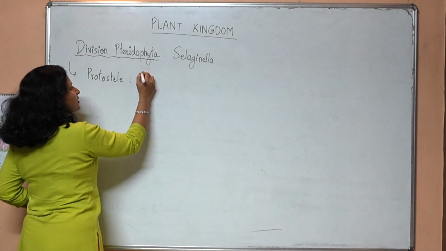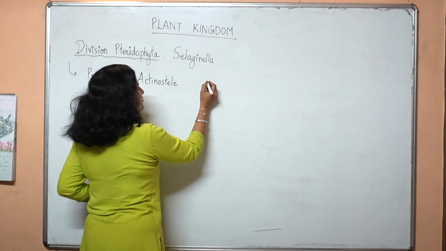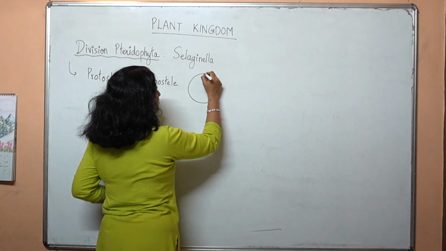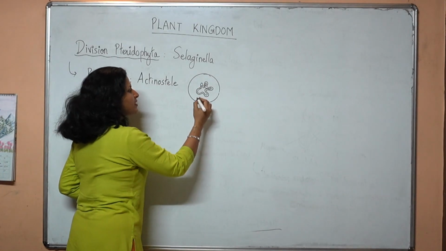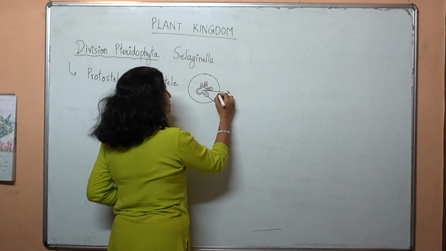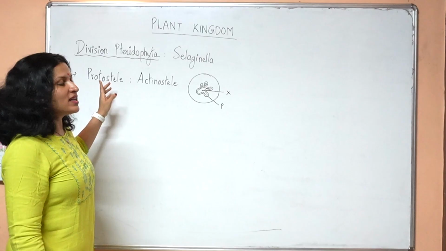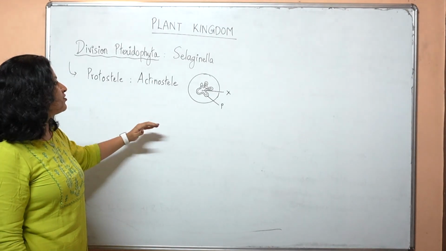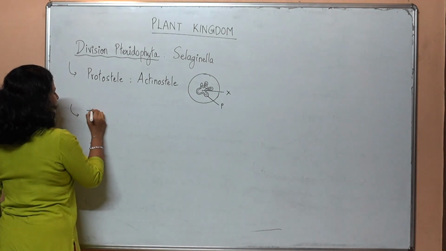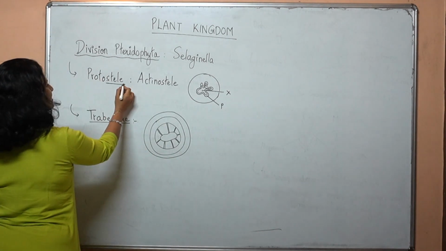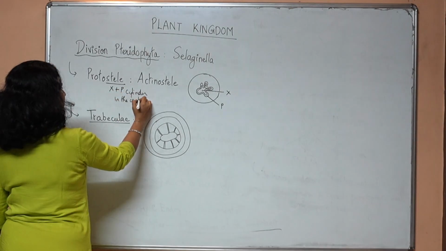Protostele. Out of protostele, it has this type called actinostele. Actinostele is a specific type of arrangement of xylem and phloem, which is in the form of a star-shaped structure in this manner. Towards the center, xylem and phloem outside is arranged in the form of such kind of star-shaped structure. This is called protostele. There are actually three different types, out of which it shows the actinostele type of arrangement. It has the presence of trabeculae. What is meant by stele? Stele means the xylem plus phloem cylinder in the center. Okay, it's called the stele.